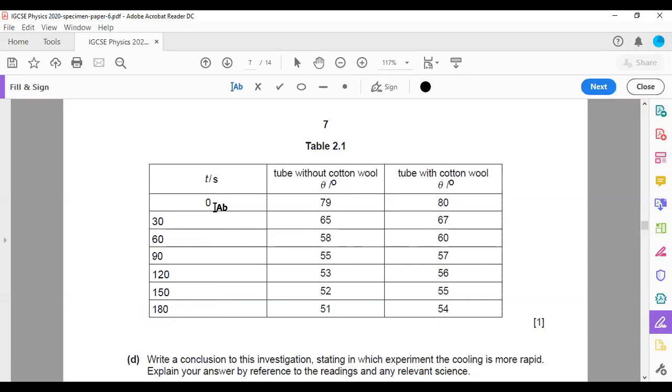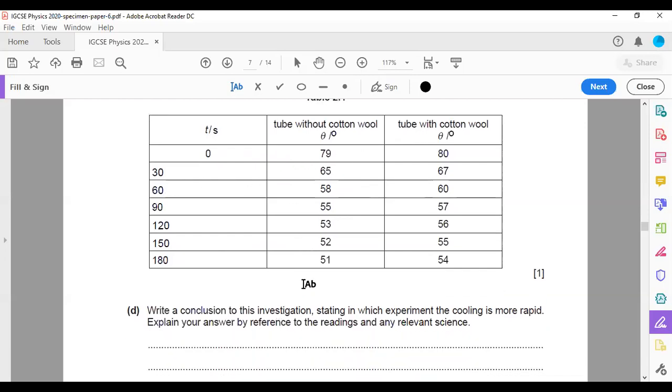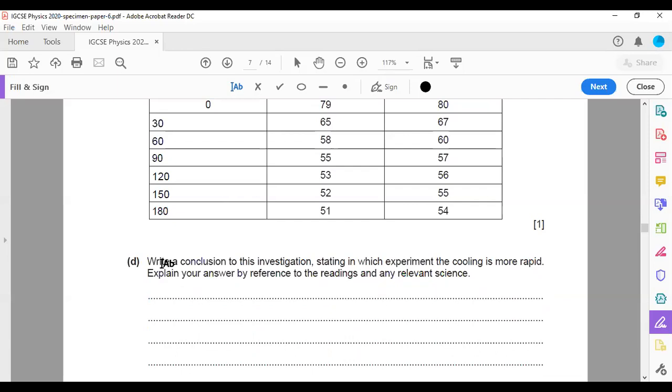So those are the values you would have had in the experiment. You started off at time 0, and every 30 seconds you take a reading. So at time 0 the temperature was 79 without the cotton wool and 80 with the cotton wool, and it gradually decreases as it goes on, as it takes longer.